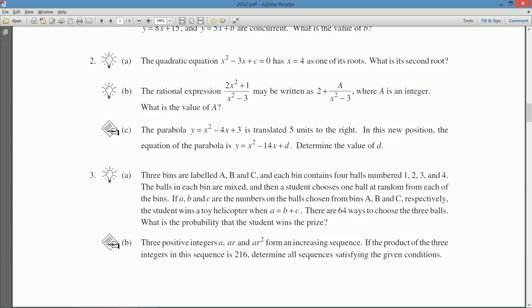All right, C, the written part. The parabola y equals x squared minus 4x plus 3 is translated 5 units to the right. In this new position, the equation of the parabola is y equals x squared minus 14x plus d. Determine the value of d. All right. So, translated 5 units to the right. What does that look like?